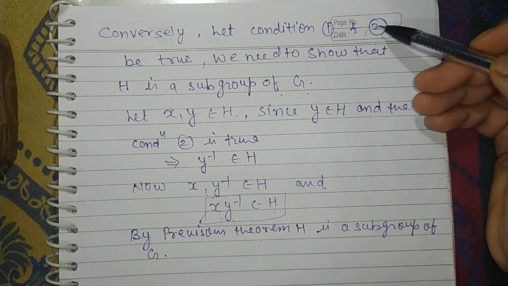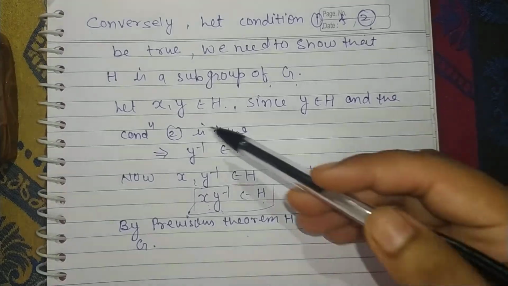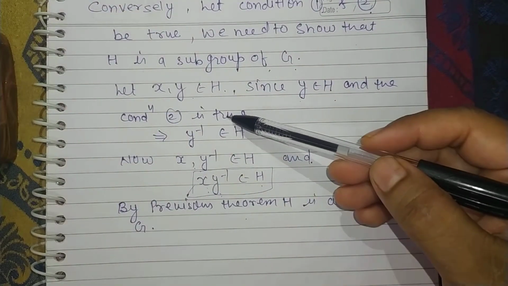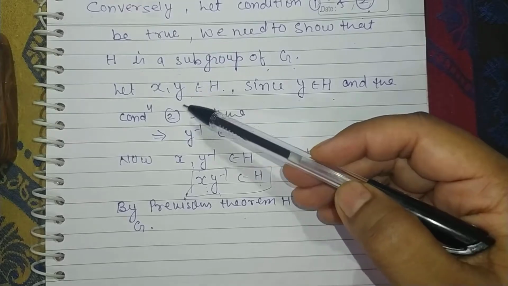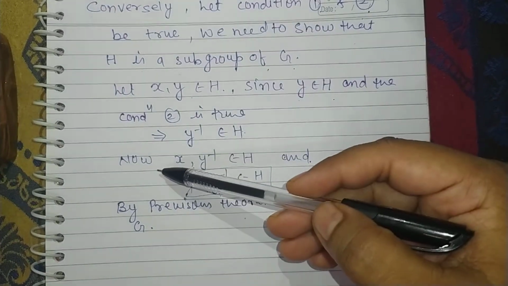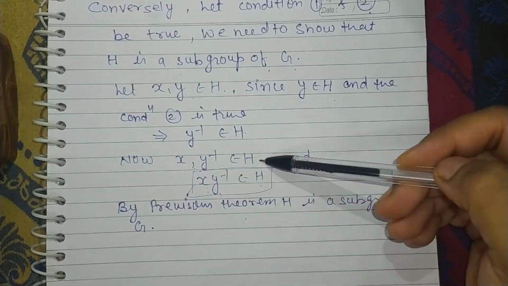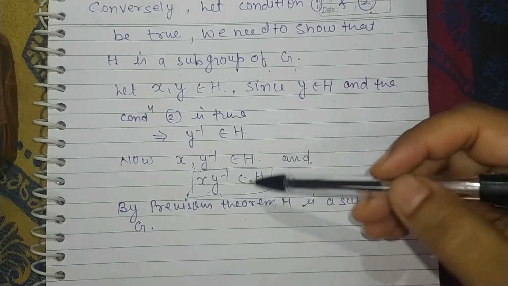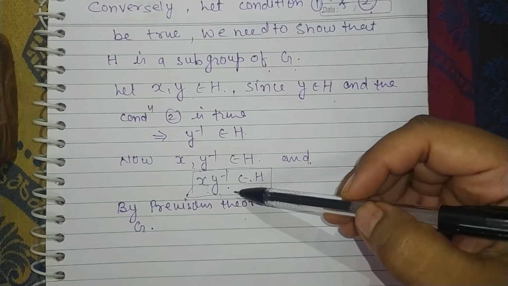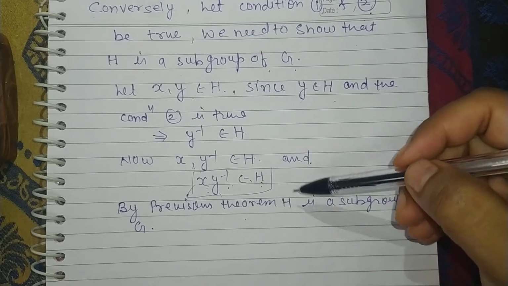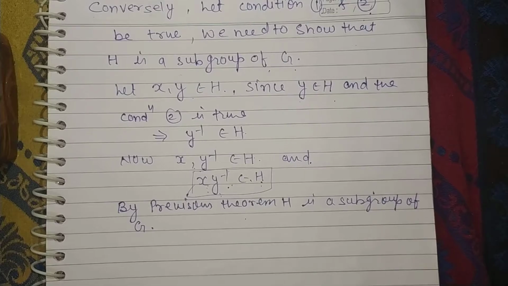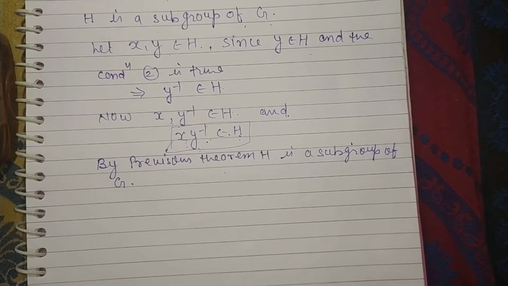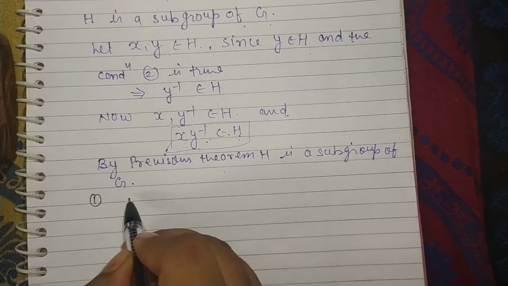Condition 1 is closure and the second is the inverse of an element. So take X and Y belonging to H, and since Y belongs to H, according to the second condition, the inverse of every element belongs to H. So now X belongs to H, Y inverse belongs to H. So by the closure property, X Y inverse belongs to H. And we know that in the one-step subgroup test, if X Y inverse belongs to H, then H is a subgroup of G.